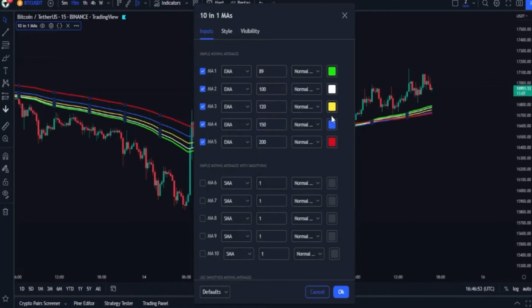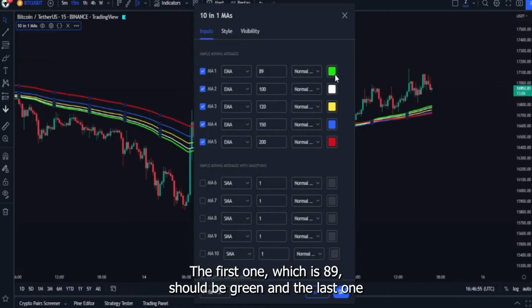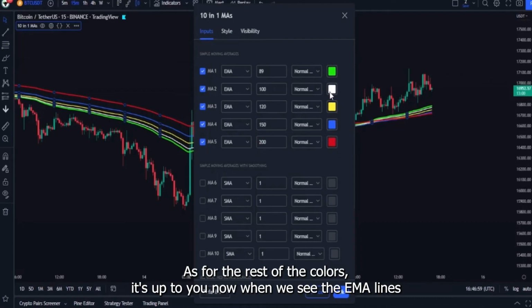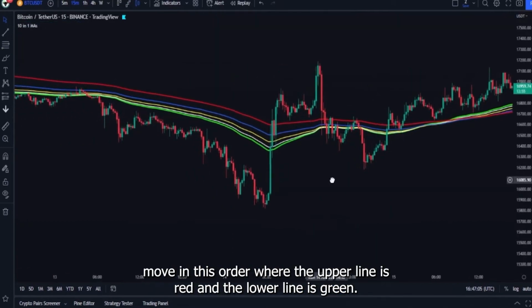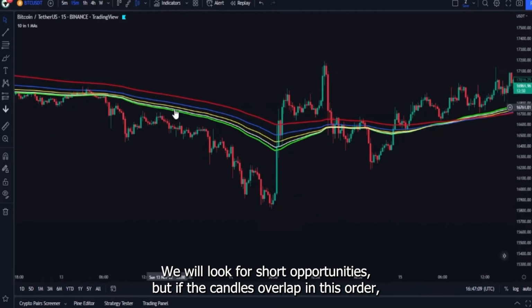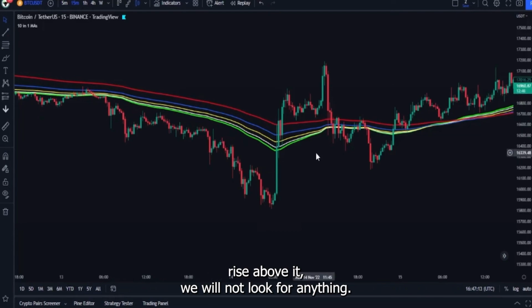And for the colors, the first one, which is EMA 89, should be green, and the last one, which is 200, should be in red. As for the rest of the colors, it's up to you. Now, when we see the EMA lines move in this order, where the upper line is red and the lower line is green, we will look for short opportunities. But if the candles overlap in this order or rise above it, we will not look for anything.